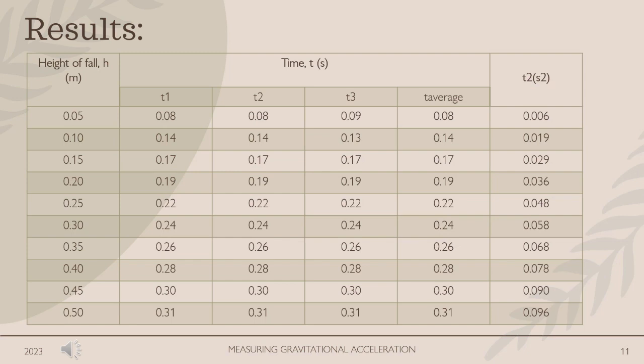So these are the results that we get when we use different heights. We repeated this experiment 3 times and found that t average is the sum of the total time taken divided by 3. After that, we found t squared by raising t average to the power of 2. The unit of time is seconds.